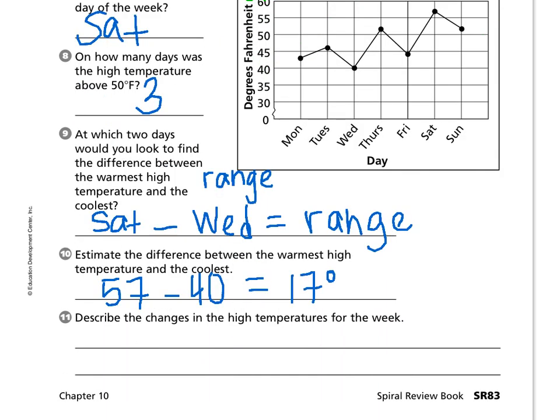Number 11, describe the changes in the high temperatures for the week. Well, you can see at the beginning of the week that it started around 44 degrees, and by the end of the week it ended at about 52 degrees. So the high temperature is going to increase through the week.